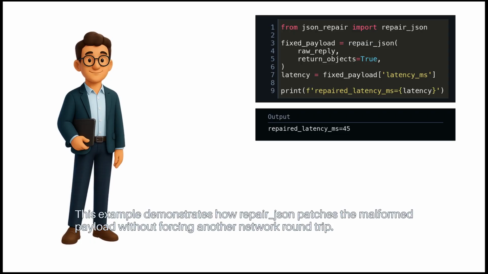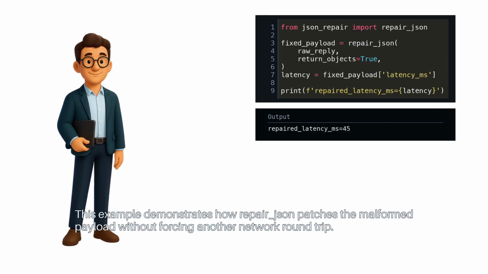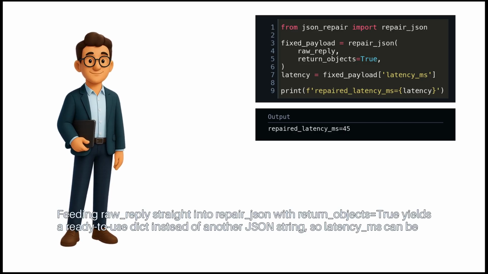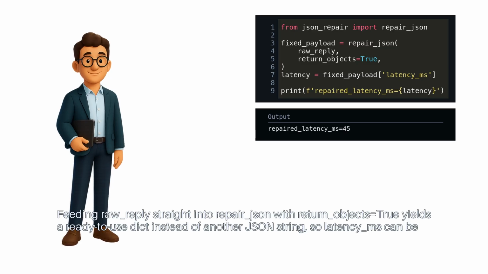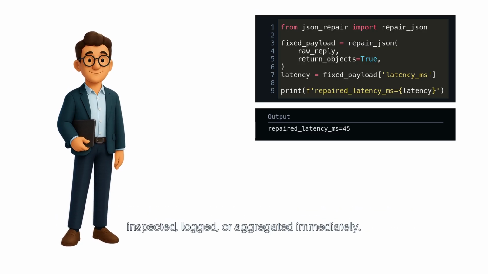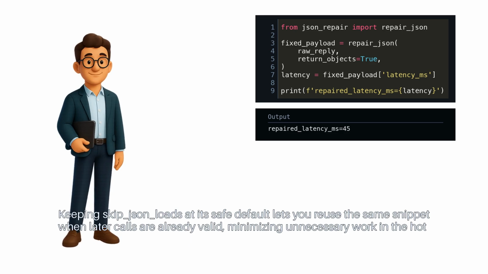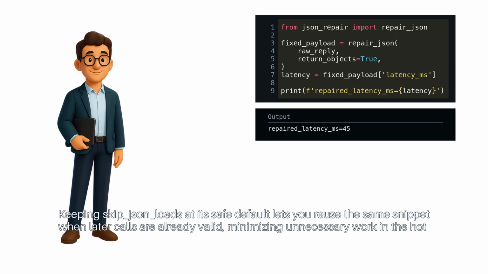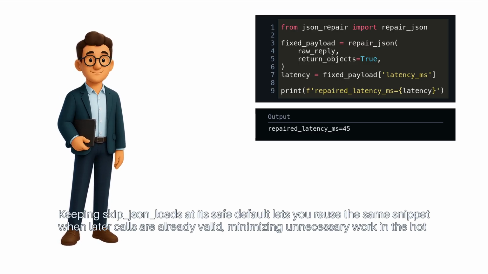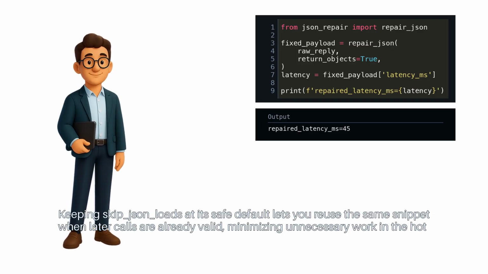This example demonstrates how repair_json patches the malformed payload without forcing another network round trip. Feeding raw reply straight into repair_json with return_objects equals true yields a ready-to-use dict instead of another JSON string. So latency_ms can be inspected, logged, or aggregated immediately. Keeping skip_json_loads at its safe default lets you reuse the same snippet when later calls are already valid, minimizing unnecessary work in the hot path.